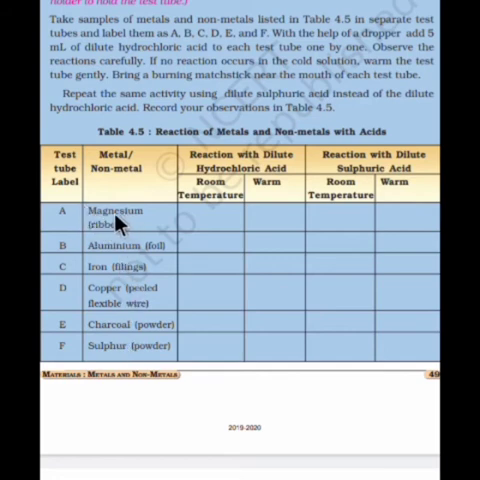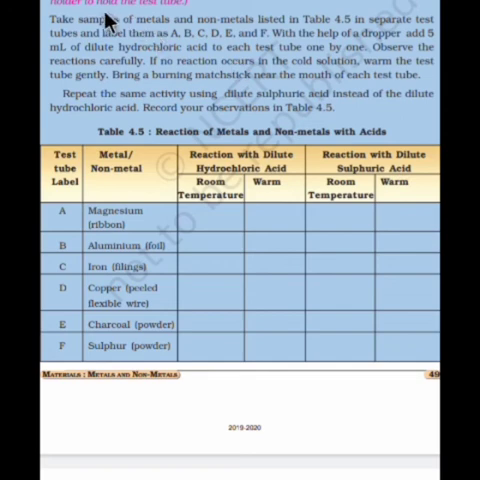Suppose in test tube A, we are adding magnesium in the form of ribbon pieces. In the second test tube, we are going to add aluminium foil. In the third, we are going to fill iron filings. In D, copper in the form of peeled or flexible wire. You can use copper wire also, but it should be pure copper. Charcoal in the form of powder, and sulfur powder in test tube F. It means as the information is given here, you have to fill the respective sample in the respective test tube. Then you have to do the reaction with dilute hydrochloric acid and the reaction with dilute sulfuric acid.